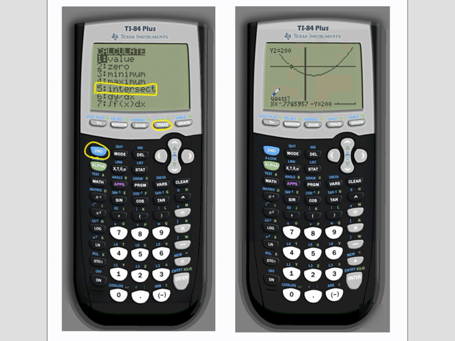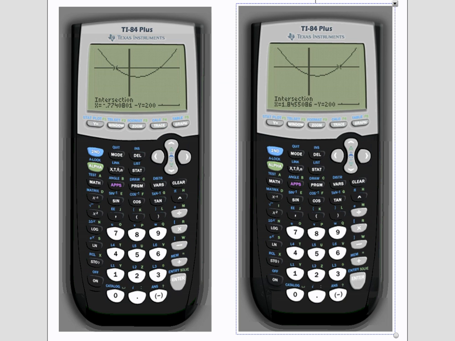Alright, it'll say first curve and second curve. Now since we only have 2 graphs in there, you can just hit enter for both of those curves. When it says guess, you need to go to the intersection you want it to calculate. So I scrolled over to the one to the left first. When you press enter again, it'll tell you your actual intersection. Okay, so when x is approximately -0.77, that's where it intersects. That's where you have 200 bacteria.